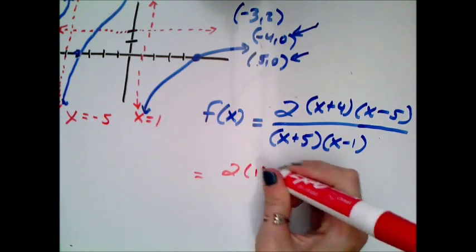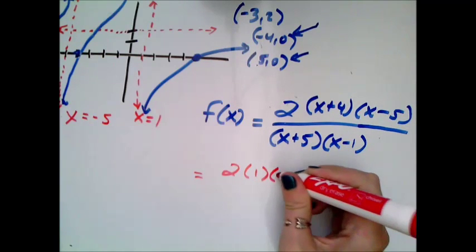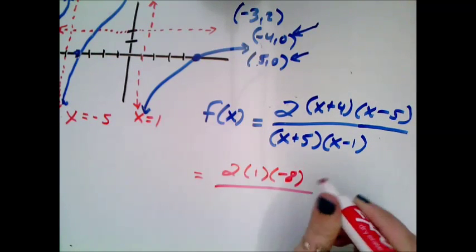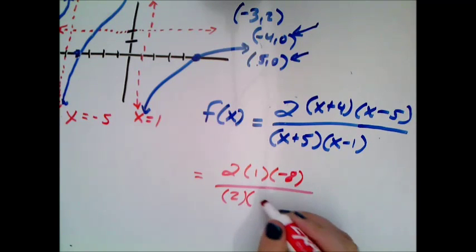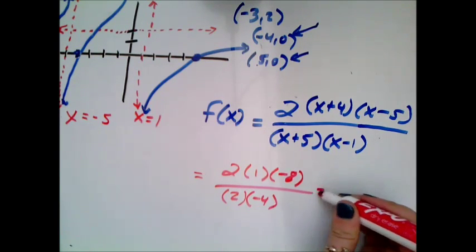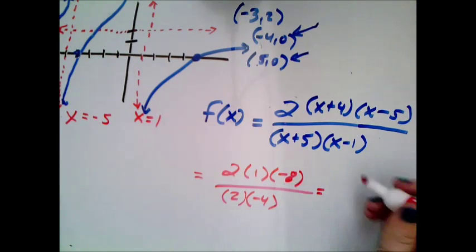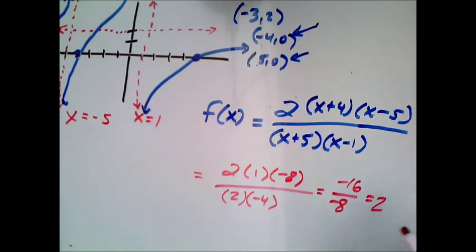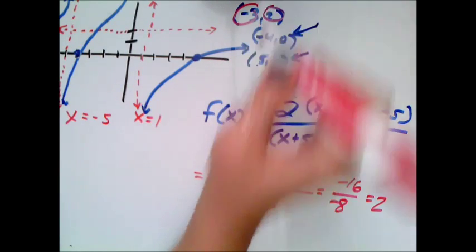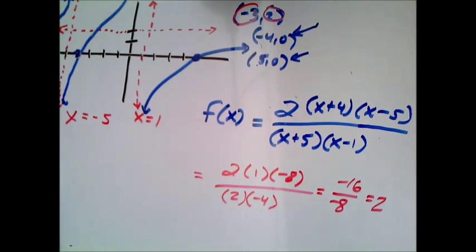Alright, if I make x -3, then -3 plus 4 is 1, -3 minus 5 is -8, and on the bottom, -3 plus 5 gives me 2 and -3 minus 1 gives me -4. So this says -16 over -8, which is 2. So it looks like when we plug in -3, we get out 2. So that also works for that point. So the biggest thing is finding those zeros and vertical asymptotes.